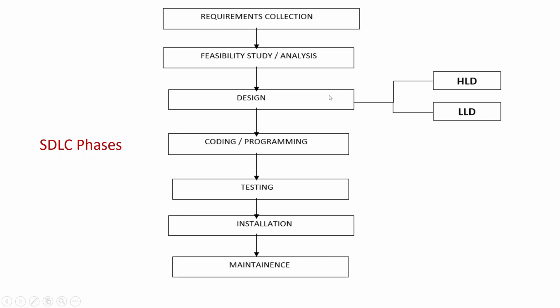After this design phase, the coding phase will start, or we call it the development phase. Here we start with the application development. Once the developer gets the SRS document and the HLD and LLD documents, they will start the coding of that application. They will start developing each module in the coding phase.